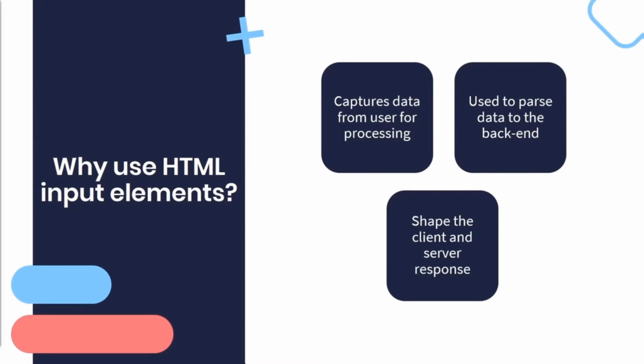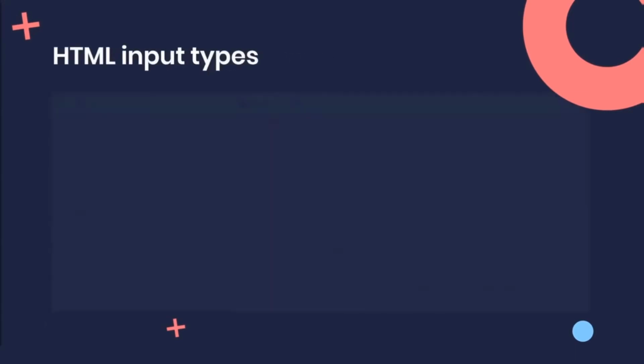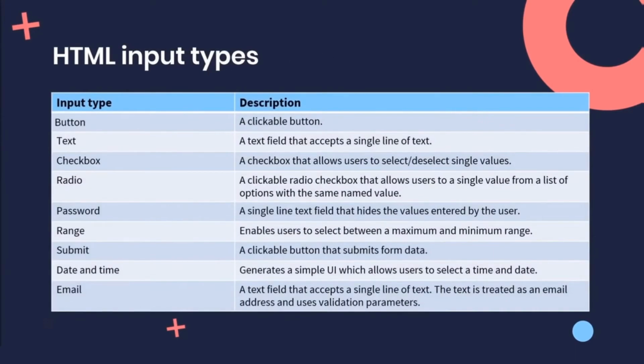So with all that being said, let's have a look at some of the examples when it comes to the different types of HTML inputs out there. Here I've compiled a simple table of the most useful ones, and the ones I think are used quite often in the web development space for their own specific reasons. First we have the button input, which is essentially just a clickable button. Then we have a text input type, which is a simple field where you can actually enter text, normally a single line. We also have a checkbox, and a checkbox allows users to select or deselect a single value.